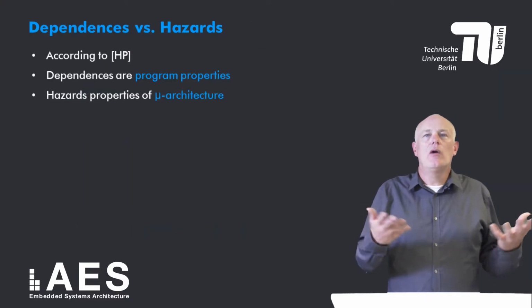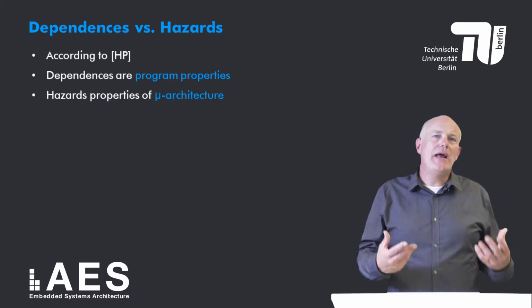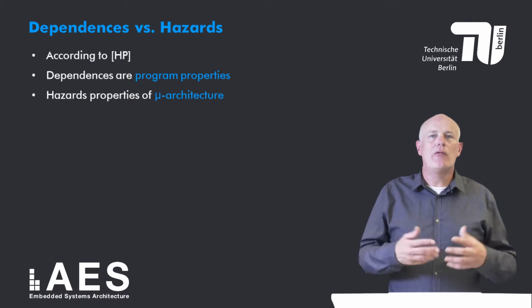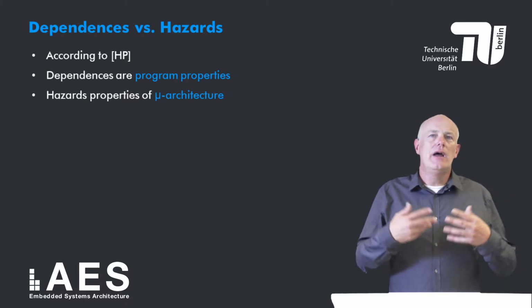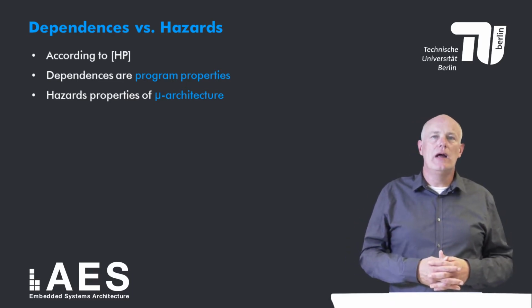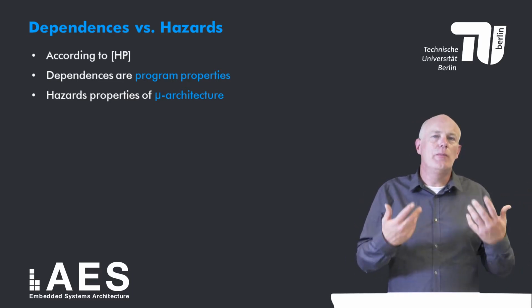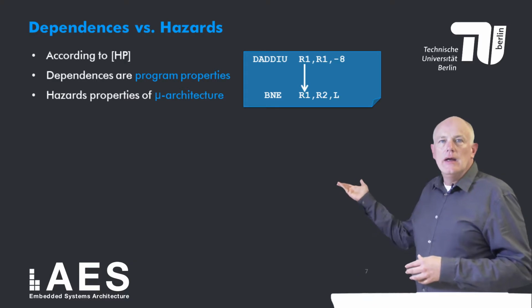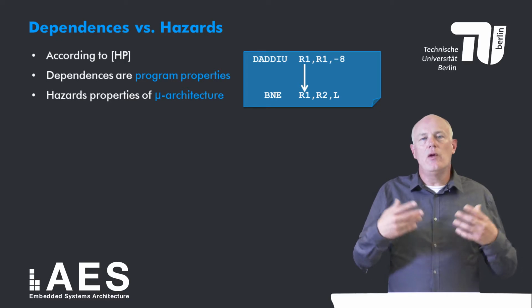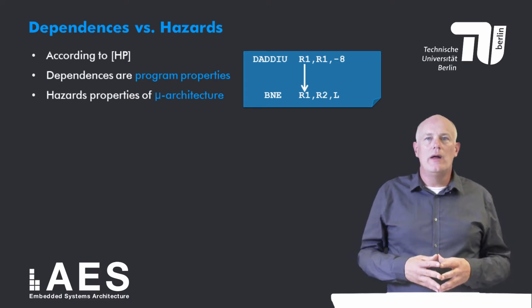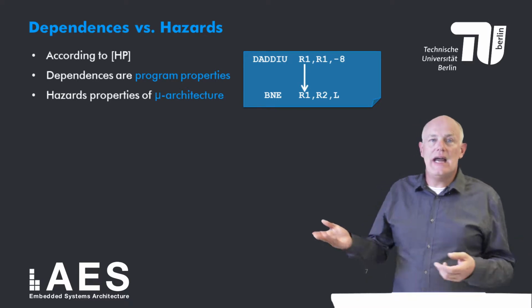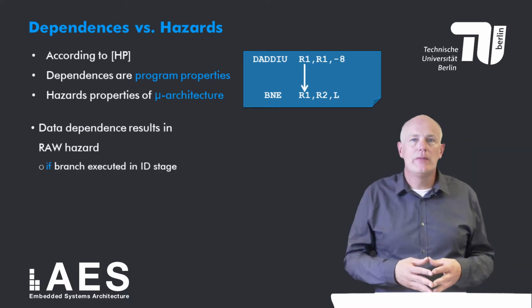As said before, according to Hennessy and Patterson, dependencies are program properties, whereas hazards are properties of the microarchitecture of the processor. A hazard occurs only if the dependence results in a stall cycle. Let's consider an example to make this clear. Here's the example: an add immediate that writes to R1 followed by a branch that uses R1. No matter what, there is a data dependence between these two instructions, as indicated by the blue arrow.